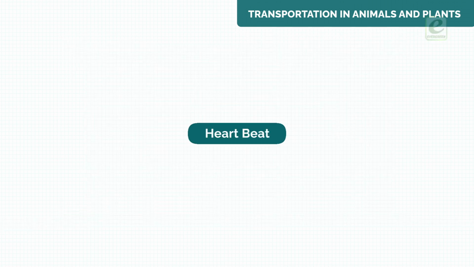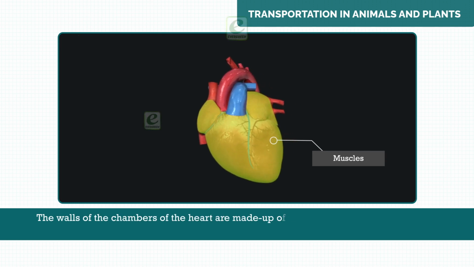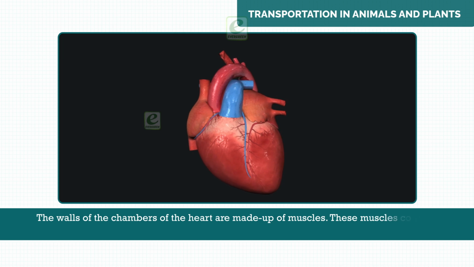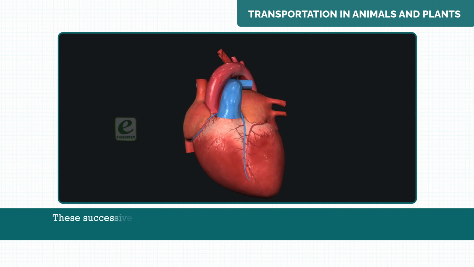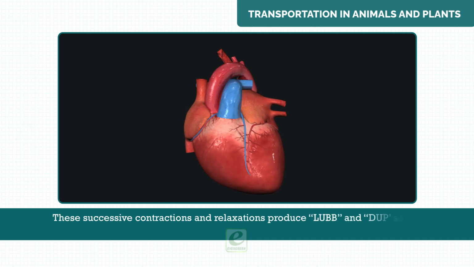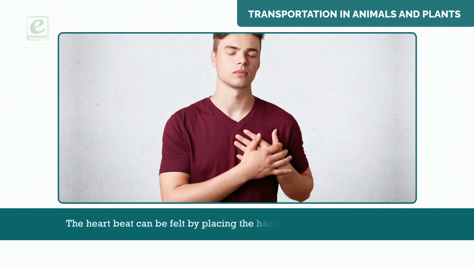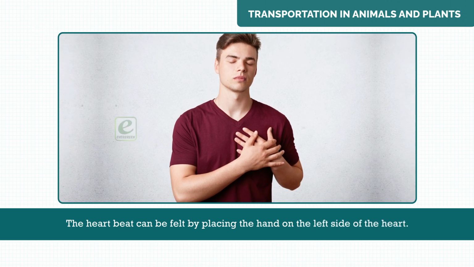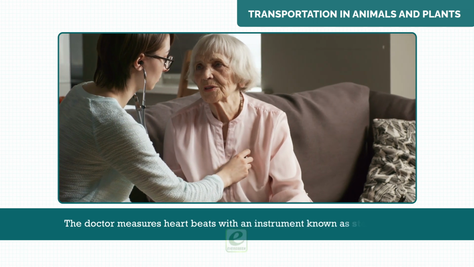Heartbeat. The walls of the chamber of the heart are made up of muscles. These muscles contract and relax rhythmically, resulting in heartbeats. These successive contractions and relaxations produce lub and dub sound and constitute a heartbeat. The heartbeat can be felt by placing the hand on the left side of the heart. The doctor measures heartbeats with an instrument known as stethoscope.